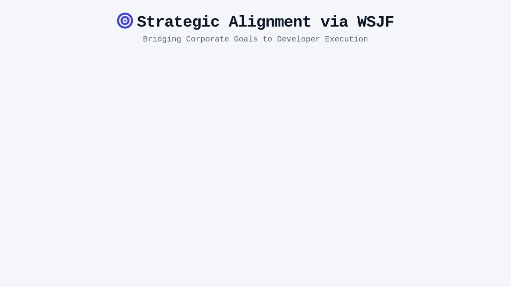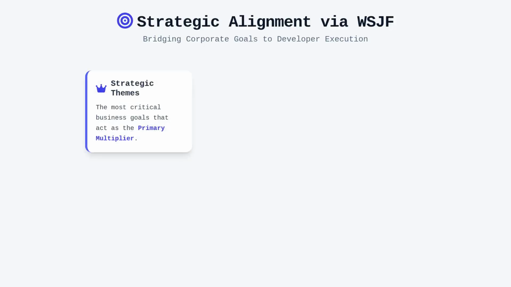This alignment fundamentally changes how we prioritize work through weighted shortest job first, or WSJF. Because strategic themes represent the most important goals, they act as the primary multiplier in our cost of delay calculations. When we evaluate an epic or feature, we ask how strongly it supports a given strategic theme. That answer directly influences the score.